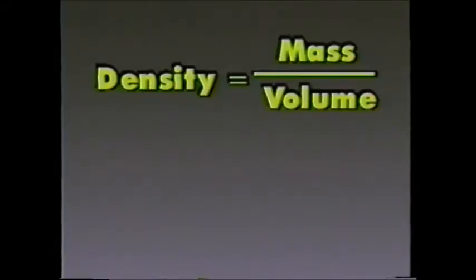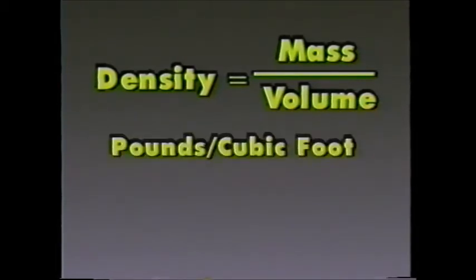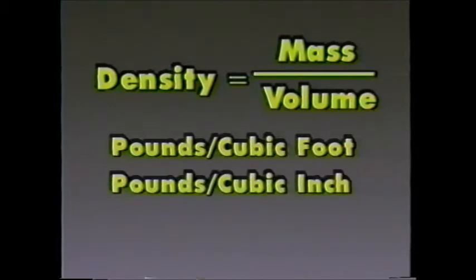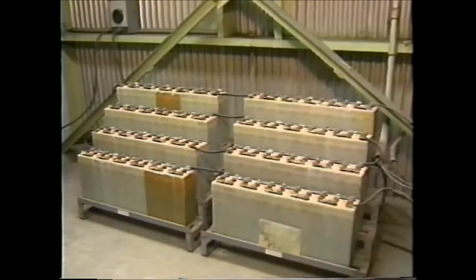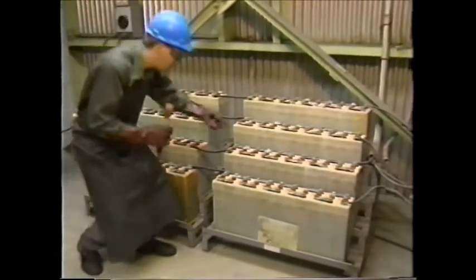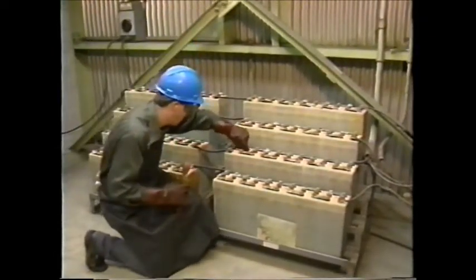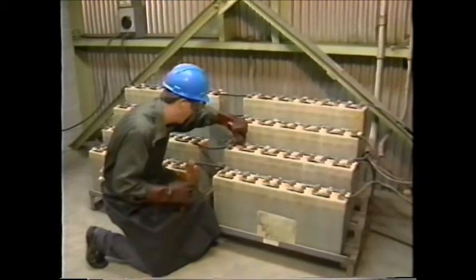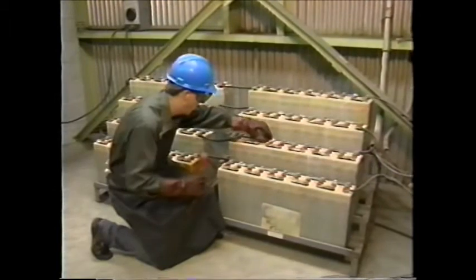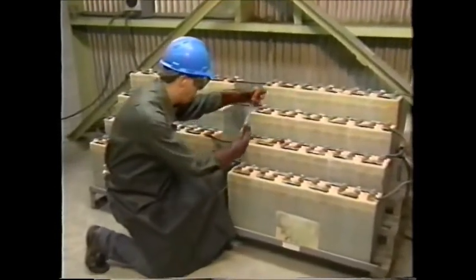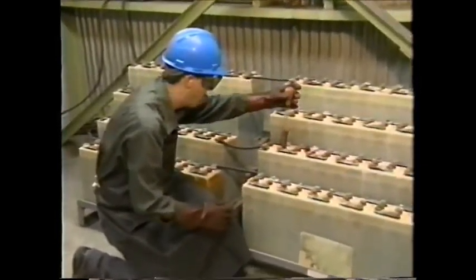Density is calculated by using the formula density equals mass divided by volume. Typical units of density include pounds per cubic foot, pounds per cubic inch, and ounces per cubic inch. Another term that you're probably familiar with is specific gravity. One use for specific gravity is checking a battery's state of charge. The specific gravity of a battery's electrolyte is frequently measured as an indication of the battery's charge.